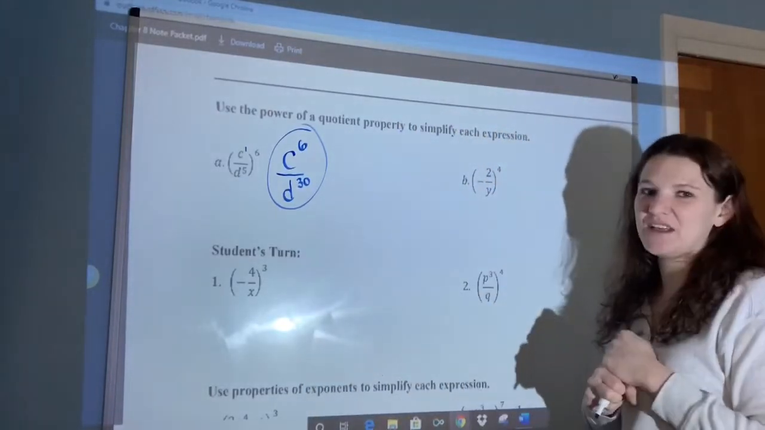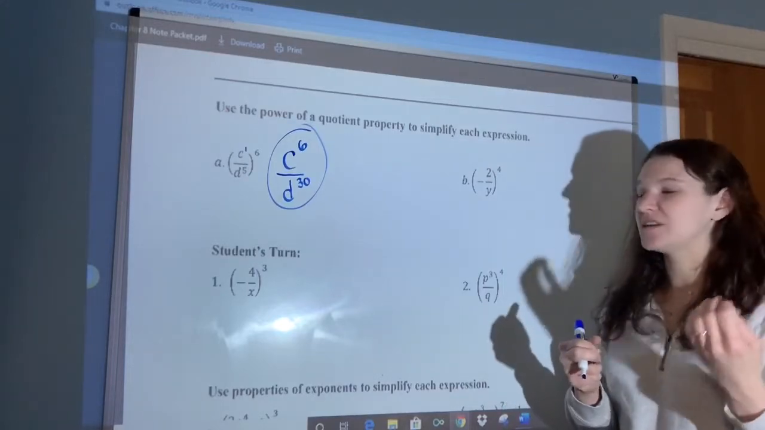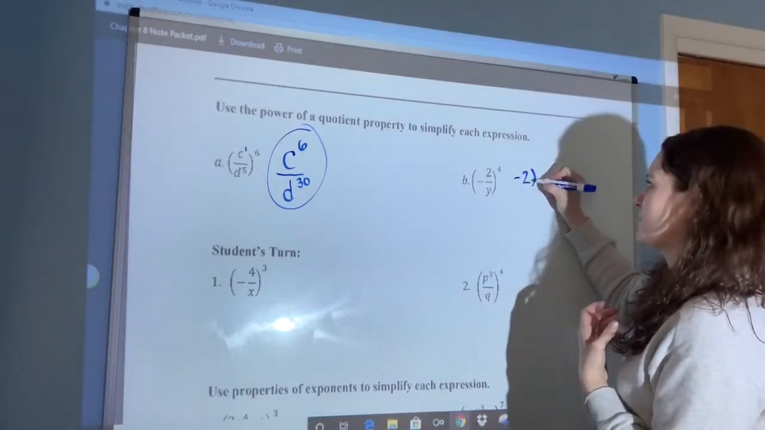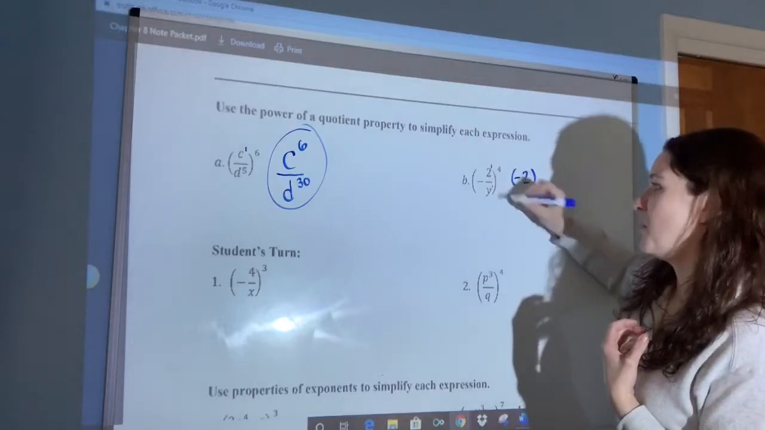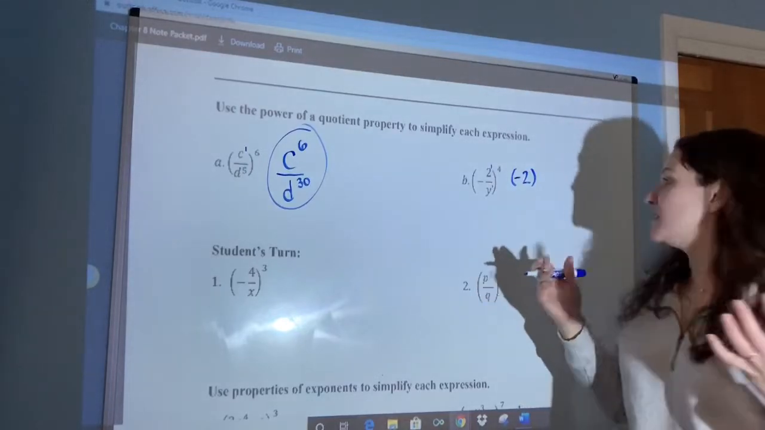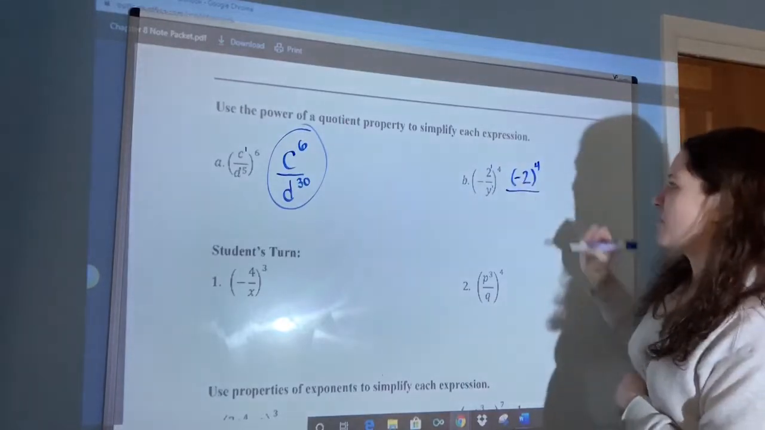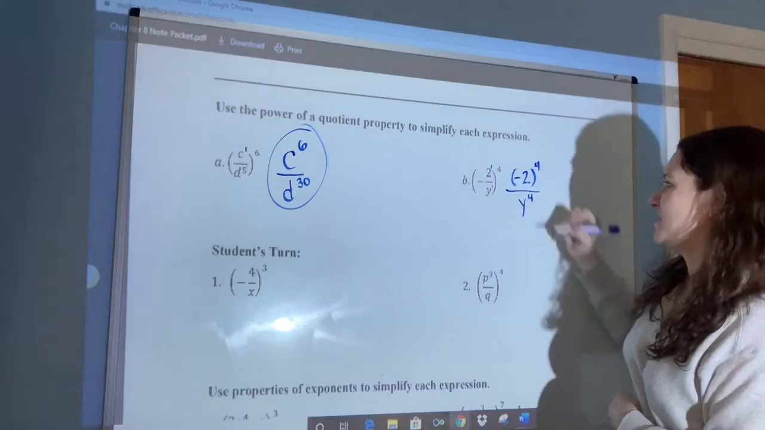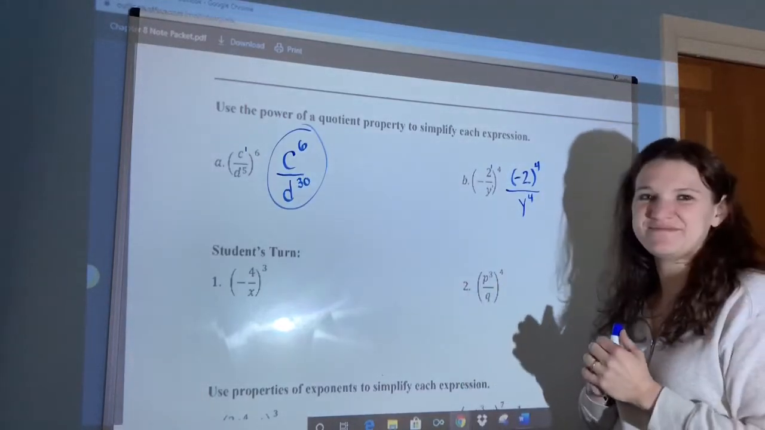All right, here's another one for us. So in letter B, the negative symbol is going to go with the 2. So right now, I'm just going to rewrite this. And that power of 4 is going to go to both of those bases. So 1 times 4 gives me 4. The y underneath, 1 times 4 again, bring it y to the 4th. It's as simple as that. Go ahead and try the student's turn.